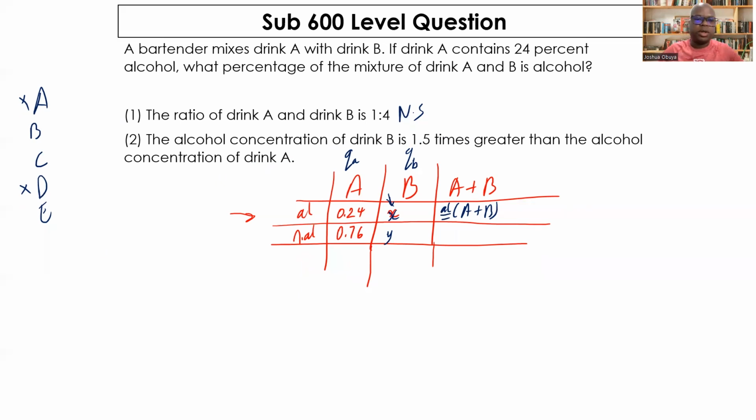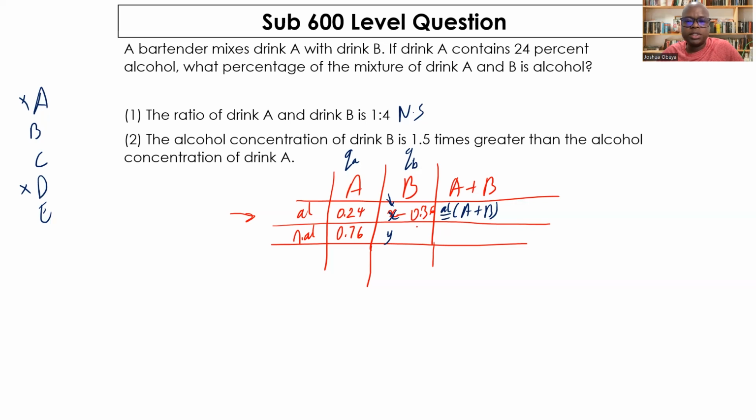And the second statement, we're looking at the alcohol concentration of drink B is 1.5 times greater than the alcohol concentration in drink A. What does this tell us? This is that the concentration of B is actually just 1.5 times that of A. So what does this mean? It means that the concentration of B, that means the value of X, is actually 0.36. That's the concentration.